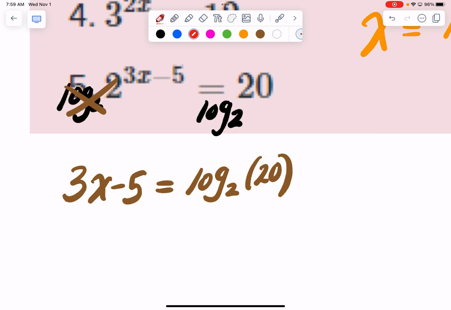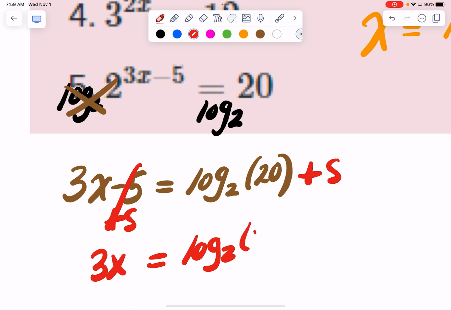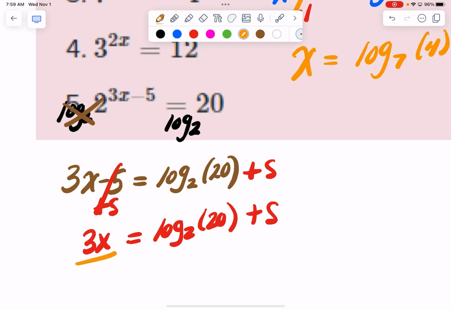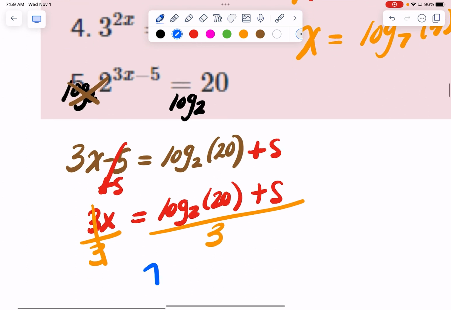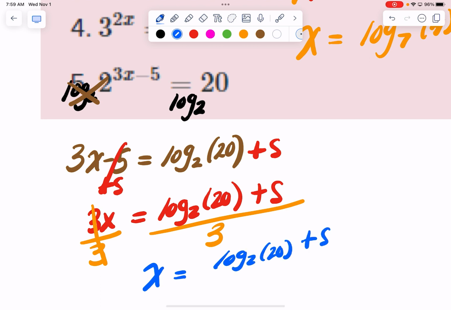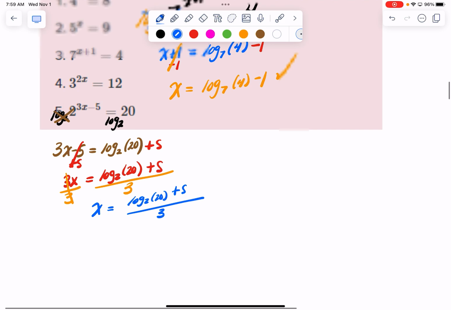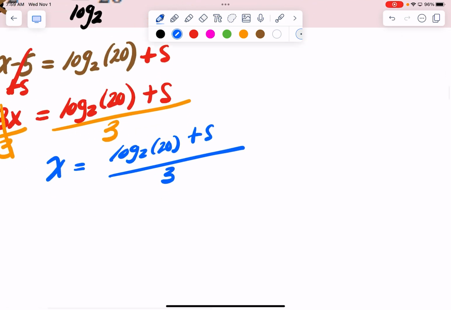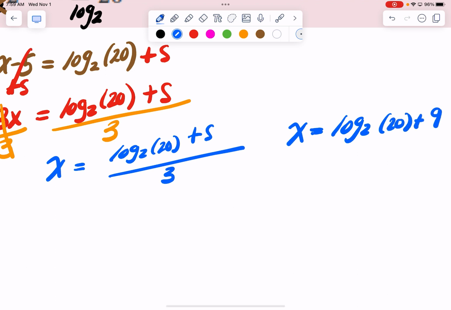Okay. All right, add 5. 3x equals log base 2 of 20 plus 5, yeah? Divide all of it by 3. And now we've solved for x. x equals log base 2 of 20 plus 5 all over 3. So that would be our answer. What if this would have been this? x equals log base 2 of 20 plus 9 all over 3.